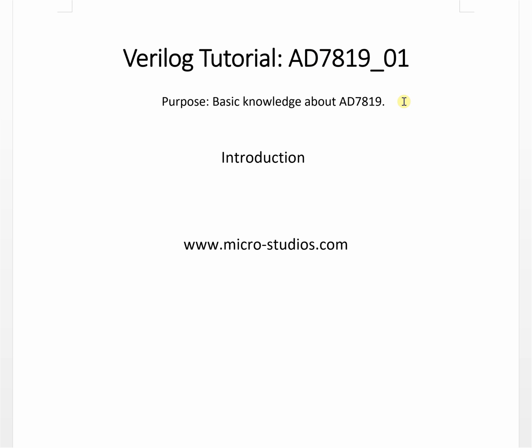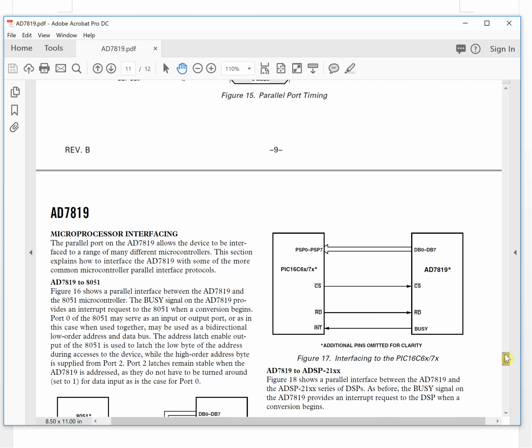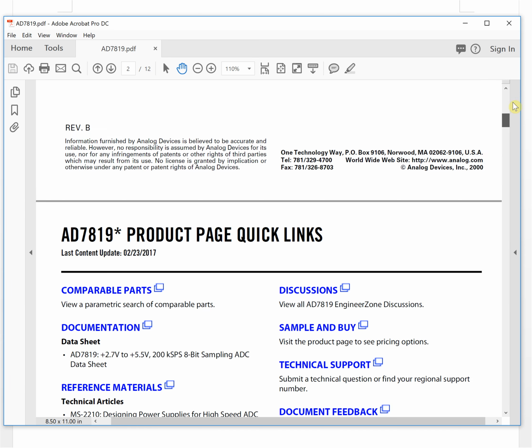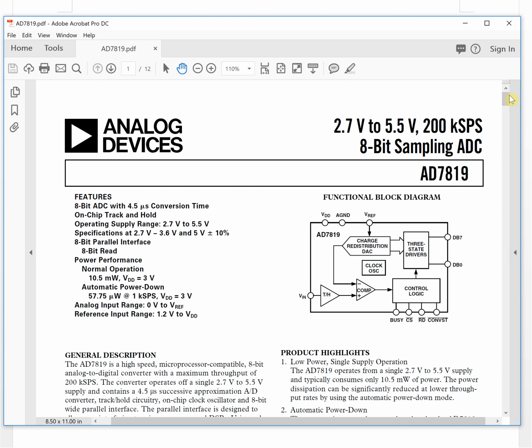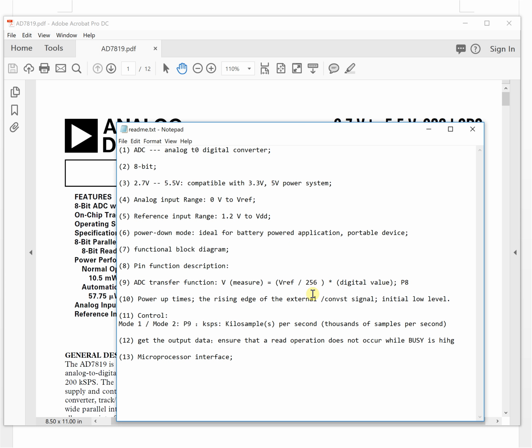But before we do this, we should know some basic knowledge about the device. The information we can get is, of course, from the datasheet. There's lots of information in the datasheet, so what we should care about, what we should know, we start from here now. Okay, so this is some basic information we should know.